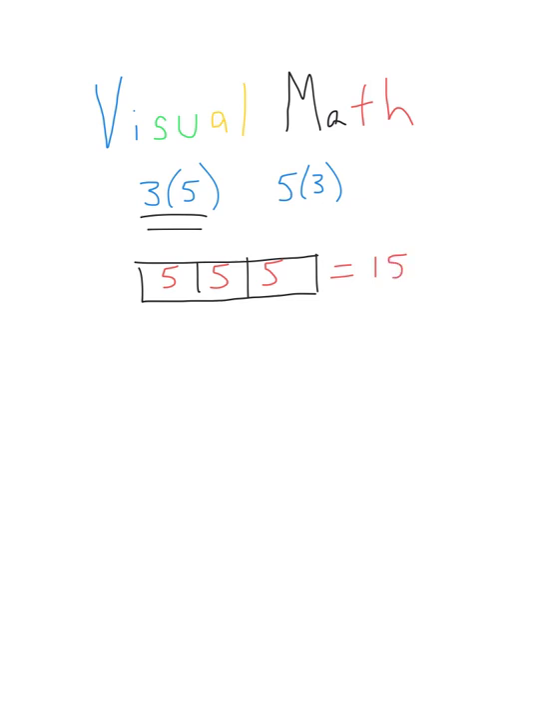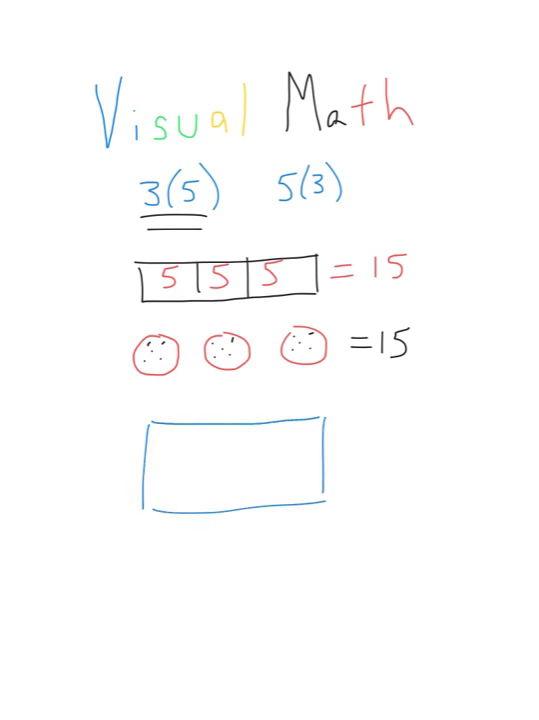Another way we can say it, we could do it with chocolate chip cookies. I have 3 chocolate chip cookies with 5 chips in each cookie. Again, that's still a value of 15. Or we could say we have an array, a 3 by 5. Sometimes this is easier done with graph paper. If we have a 3 by 5, there's 15 squares inside, so that is the value 15.